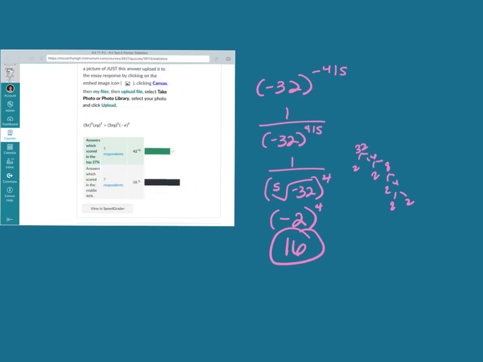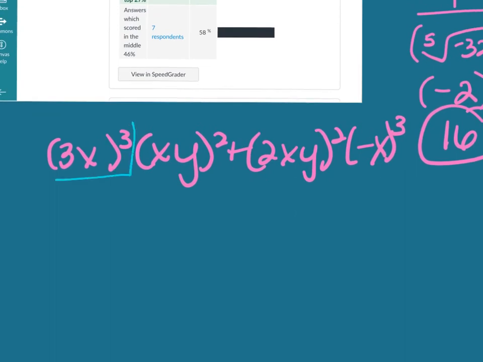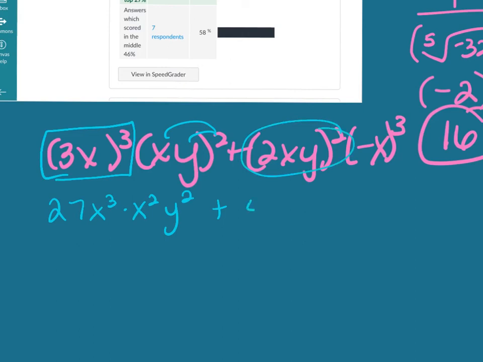This one was missed a lot. 3x to the 3rd times xy squared, plus 2xy squared times negative x to the 3rd. Okay, so I have to cube this one, which makes it 27x to the 3rd. Distribute the square on this one, which makes it x squared y squared. Plus square this one, so it's 4x squared y squared. Cube this, so it's negative x to the 3rd.